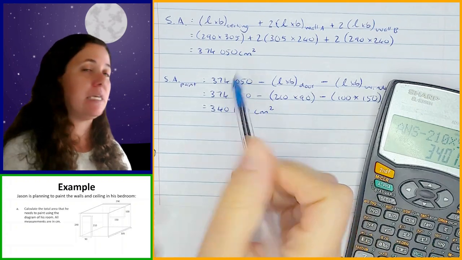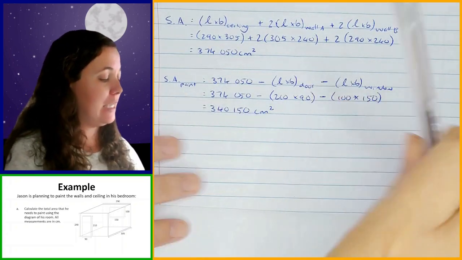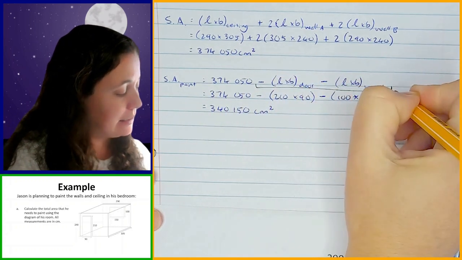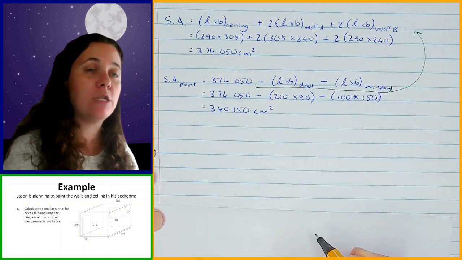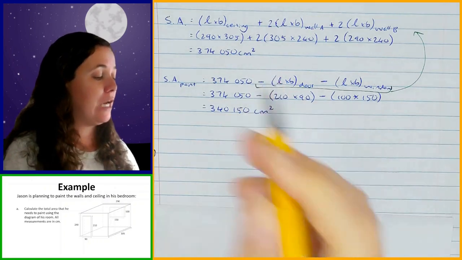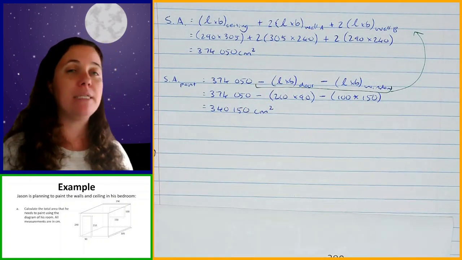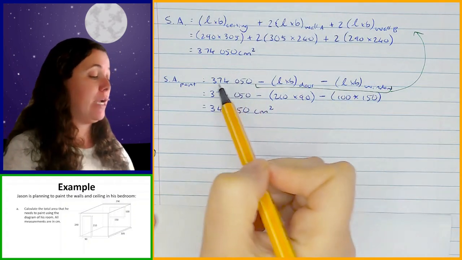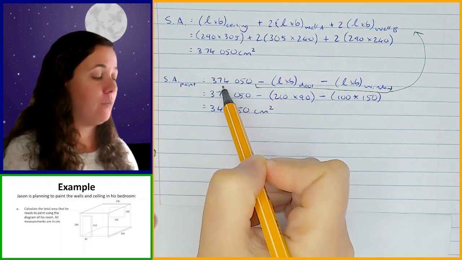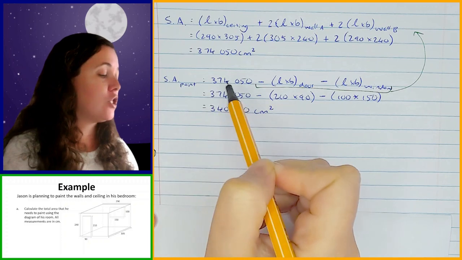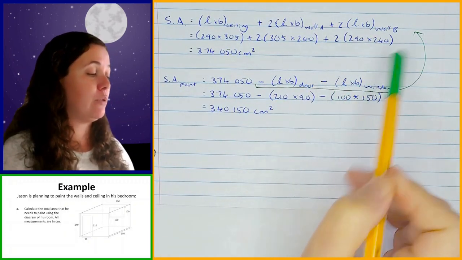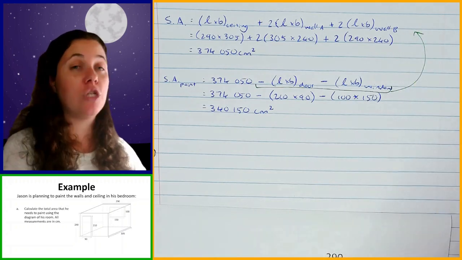Now, this could have been done slightly differently. You could have taken all of this and done it on the end of that calculation if you wanted to. Or you can work it out separately and you can say, what is the area of the door and the window that he's not going to paint? And then subtract it after you've worked it out from the 374,050. So there are a couple of ways of doing it. This is just one way. I actually did it this way, just I didn't have space on the page to continue writing.